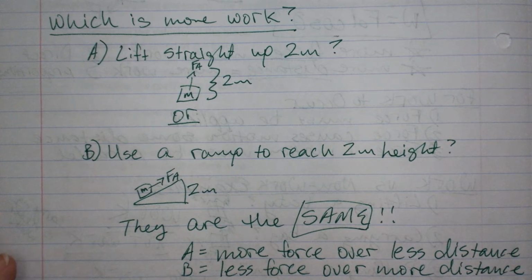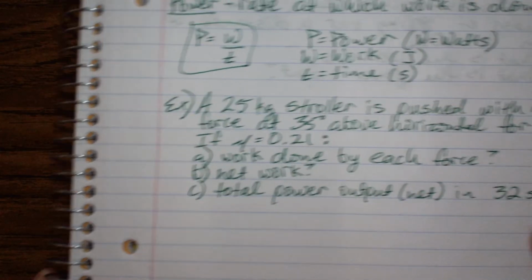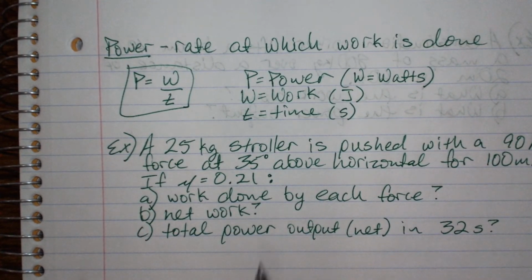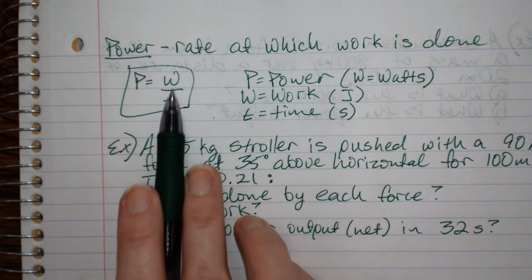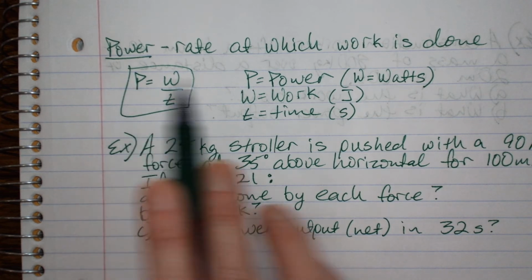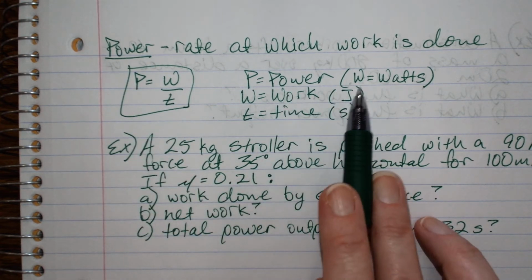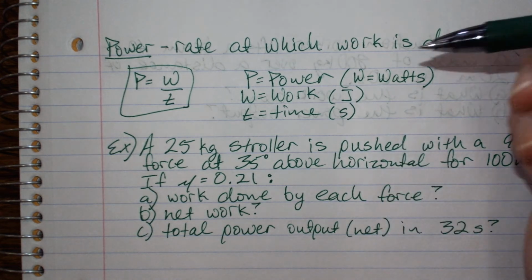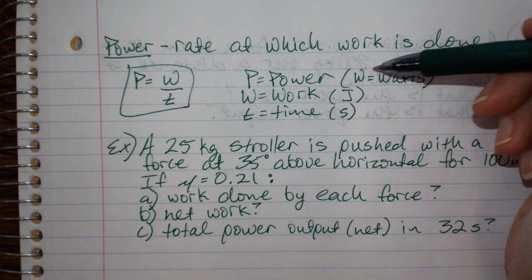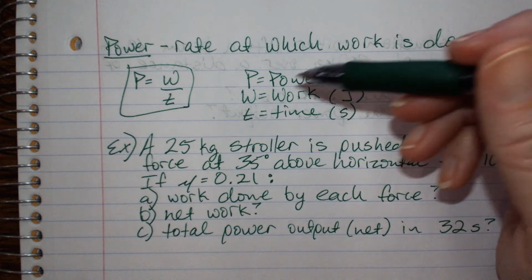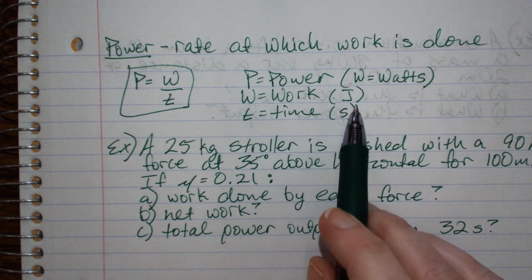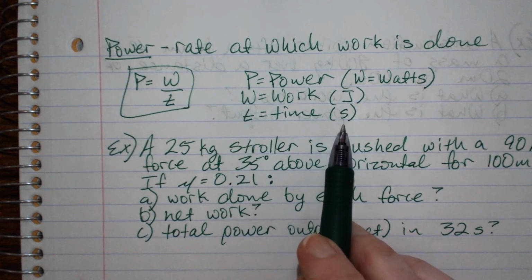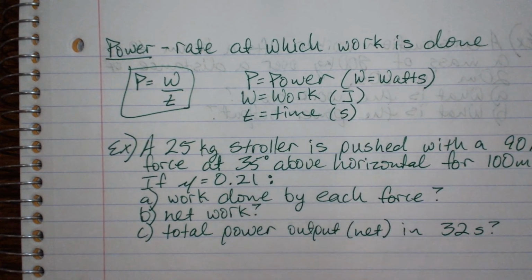Okay, so that's all for work. Let's talk about power. Power is relatively simple. It's the rate at which work is done. When you see rate, you have to think over time. So it's literally work divided by time. Now, power is measured in a weird unit. Power is measured in watts. And I know it's weird because we use W for work. We're also going to use W for watts. But watts is a unit. Work is an actual factor in the problem. Work is still measured in joules. Time is measured in seconds, like it has been for the duration of the first semester.